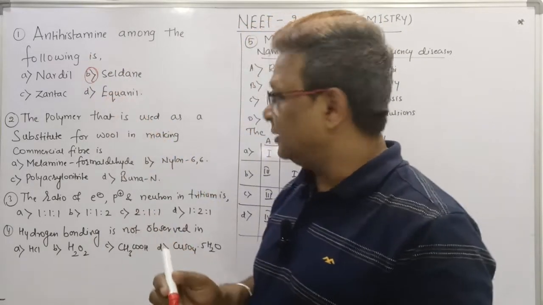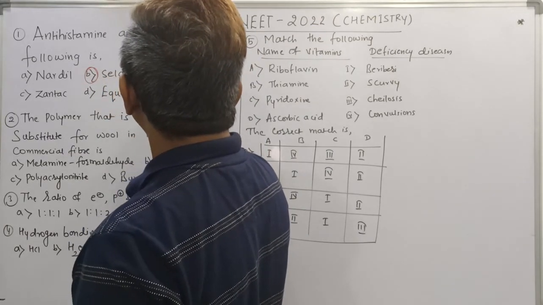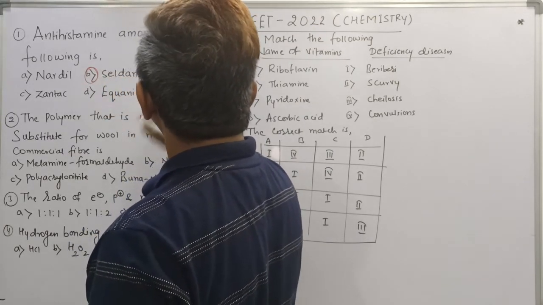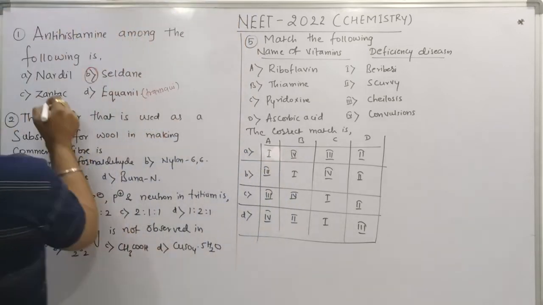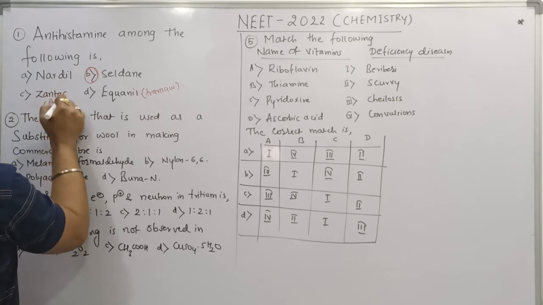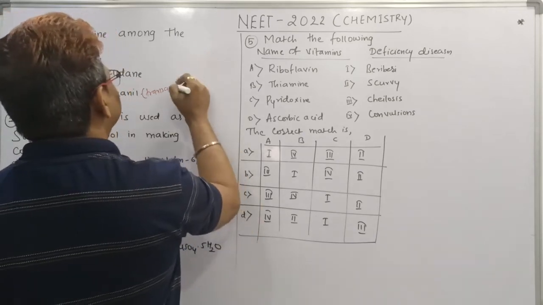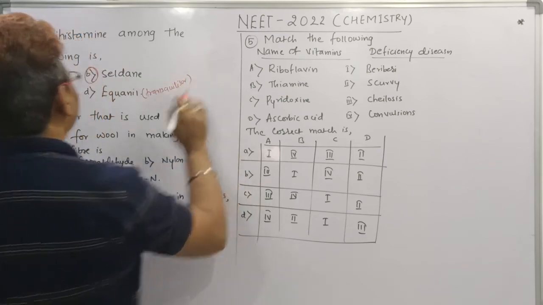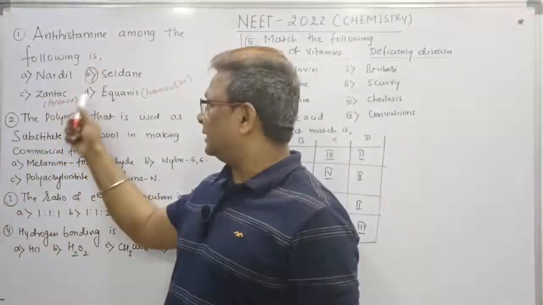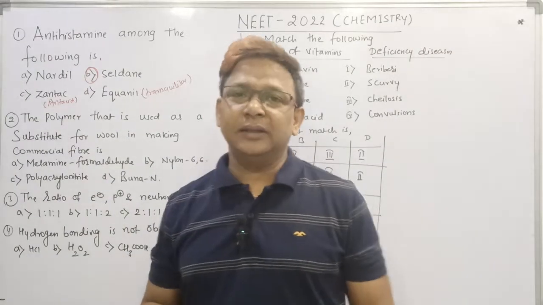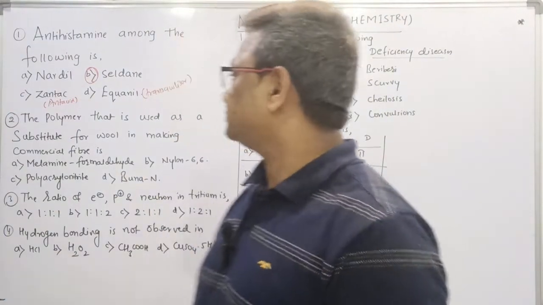Antihistamine means Sildenafil. If it is Equanil, it is a tranquilizer, and if it is Zantac, it becomes an antacid, right? So we can say Equanil is a tranquilizer, Zantac is an antacid, Seldin is the antihistamine. Now another, second question you can see.